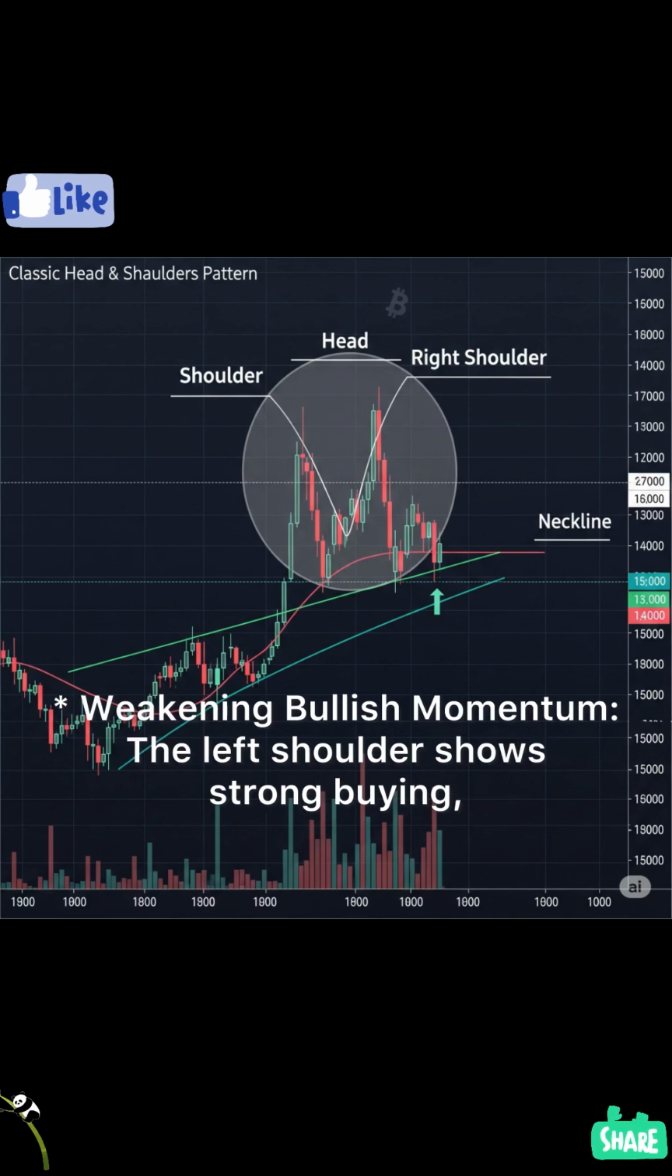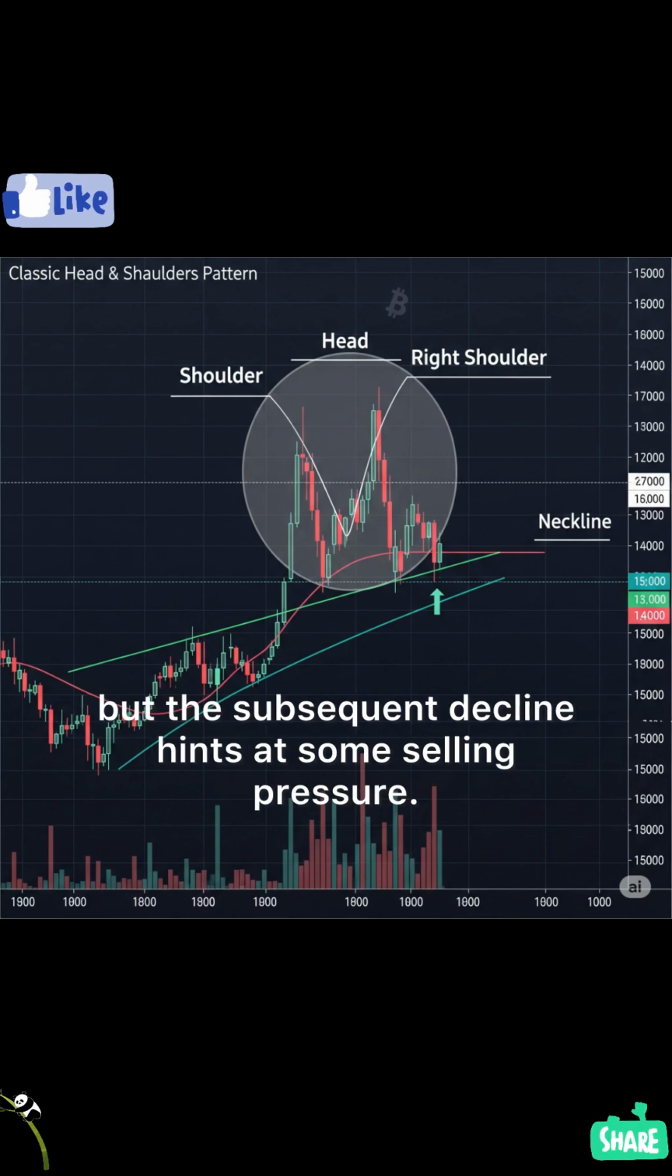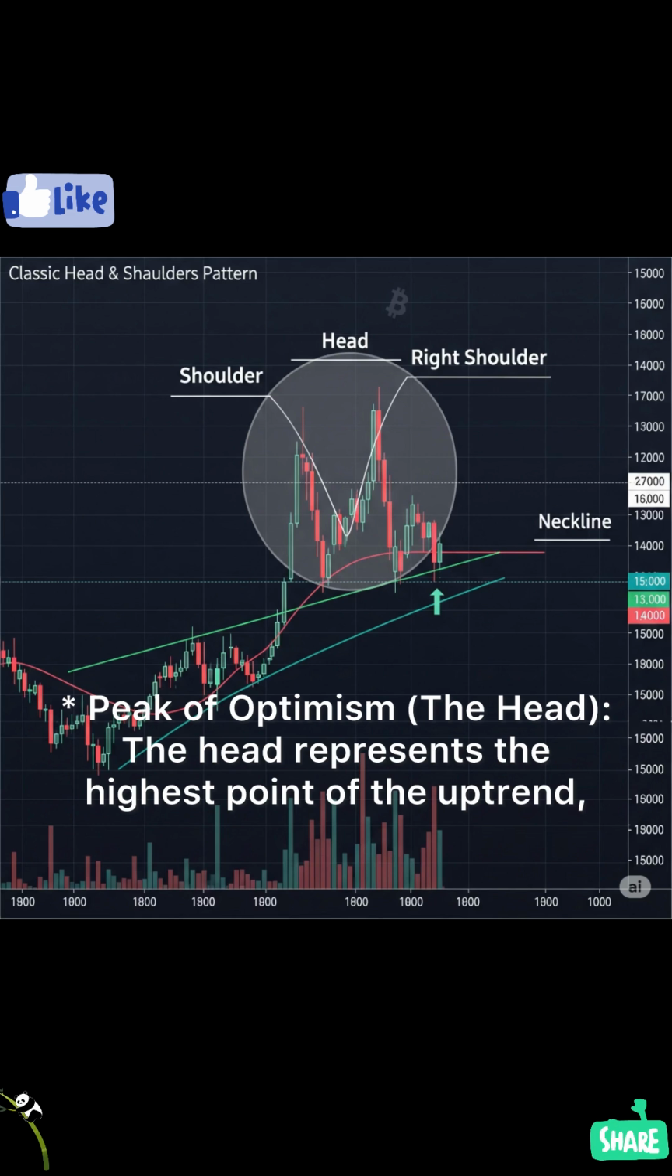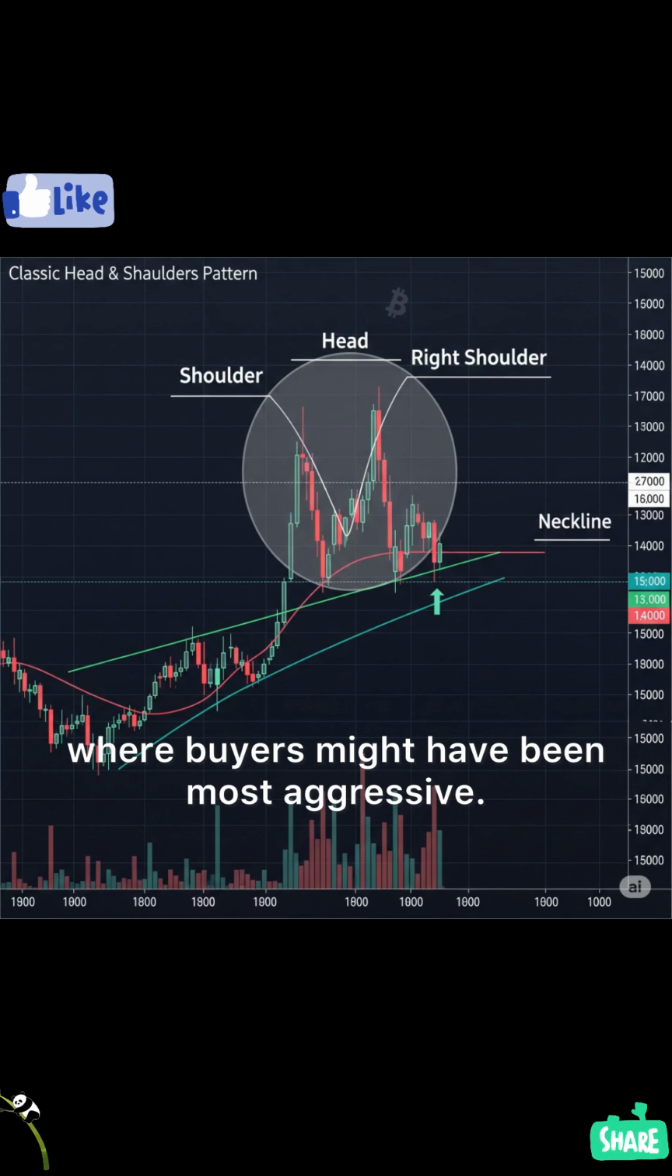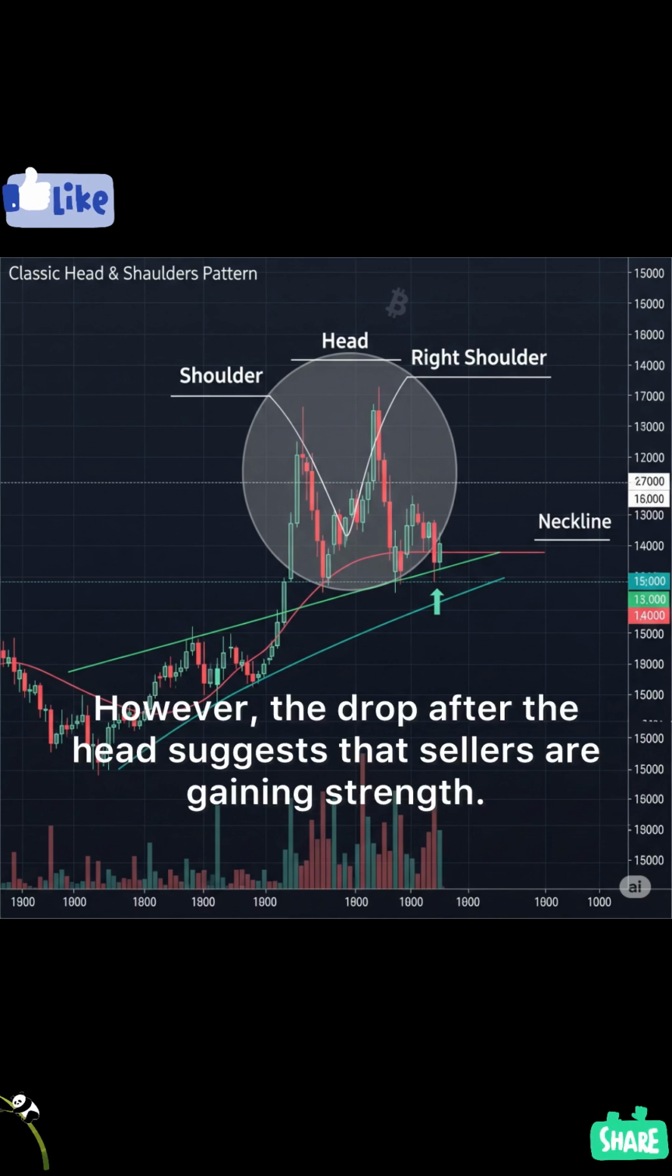Weakening bullish momentum: the left shoulder shows strong buying, but the subsequent decline hints at some selling pressure. Peak of optimism, the head: the head represents the highest point of the uptrend, where buyers might have been most aggressive. However, the drop after the head suggests that sellers are gaining strength.